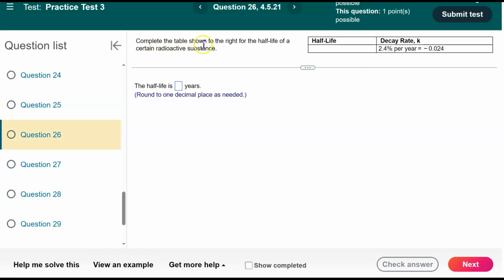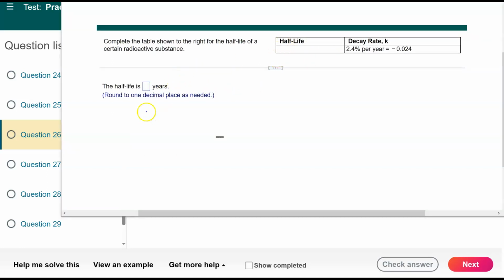So next problem, complete the table shown to the right for the half-life of certain radioactive substance. So you are to find half-life here. The decay rate K is given. Now, what do you mean by half-life before we proceed? Half-life is the time required for the substance to decay to half of its value. So we're looking for the time for the substance to decay to half of its value.